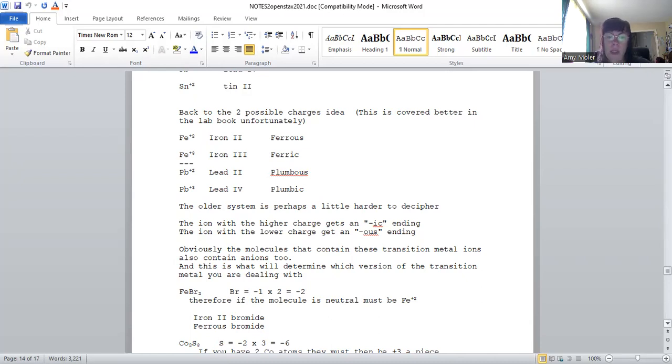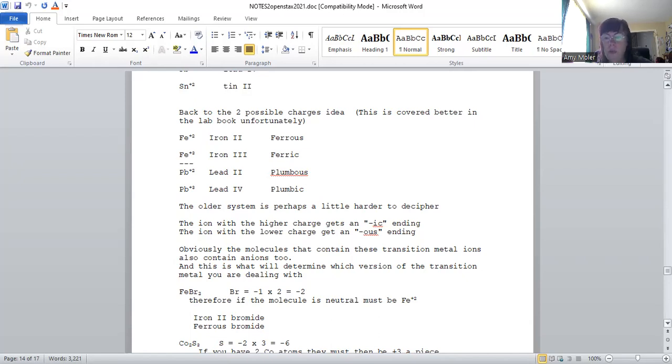So irons come in +2s and +3s. You can call it an iron 2 or an iron 3. So iron 2 is ferrous. Iron 3 is ferric. Lead comes in 2s and 4s. So lead 2 and lead 4. Remember, lead used to be plumbum as its Latinized version. So plumbous and plumbic are some of the names that you're encountering here.